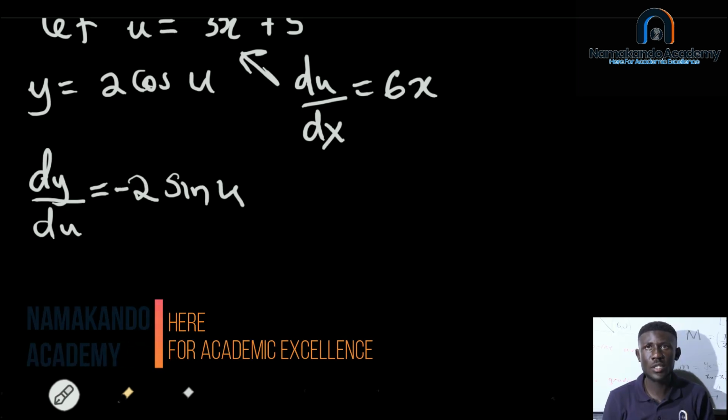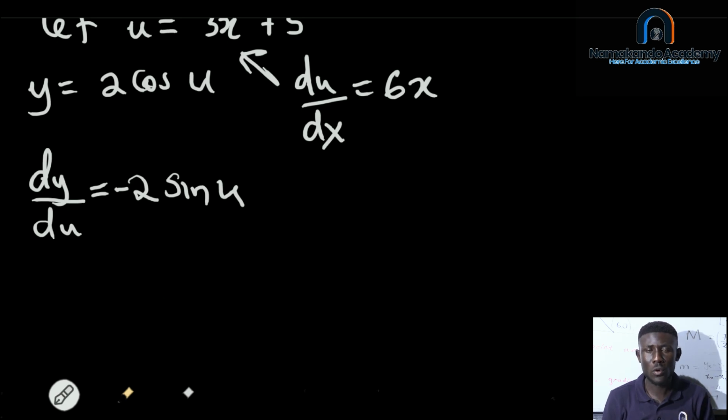Now we've successfully managed to gather two derivatives, the one for u, which is with respect to x, and the one for y, which is with respect to u. After this has been done, we are going to multiply. So please pause the video and try to do this as we proceed.